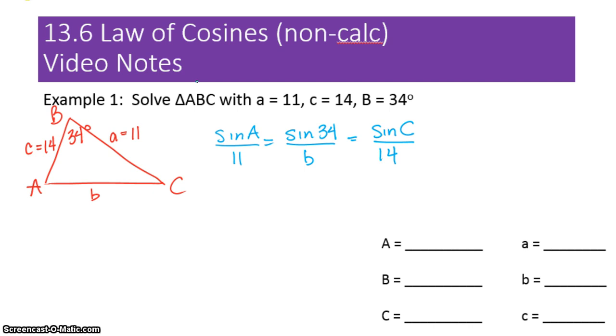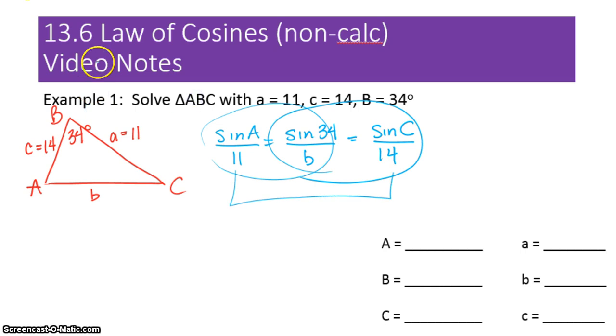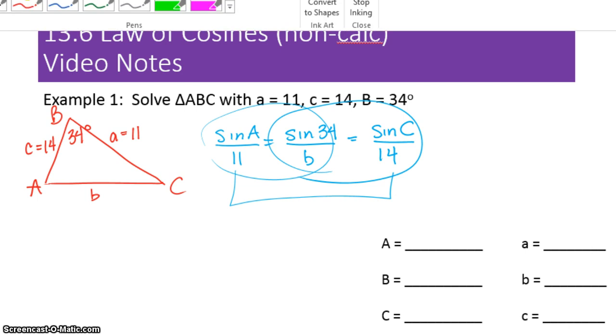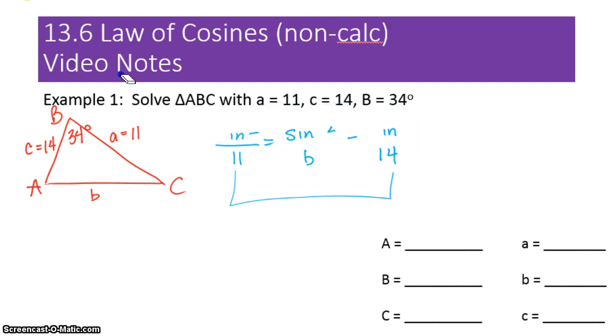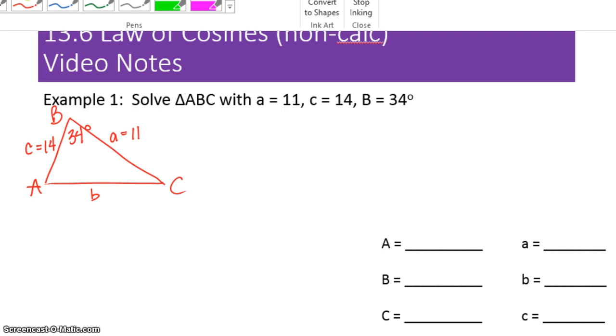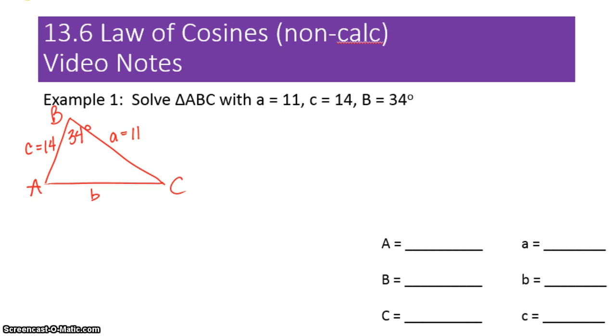Remember, we need 3 of the 4 pieces here. So if we try to use this, well, we're missing this and this. If we try to use this, well, we're missing these 2 pieces. If we try to use A and C, then we're missing those pieces. So no matter what proportion we try to set up, we are missing 2 out of the 4 pieces, and therefore it won't work. We can't solve it that way.